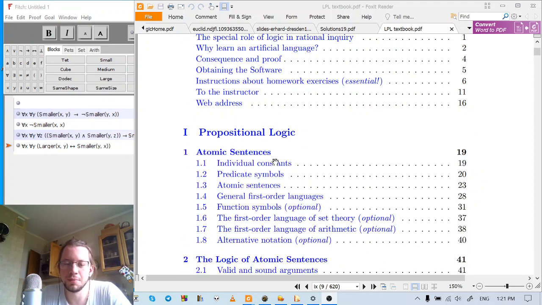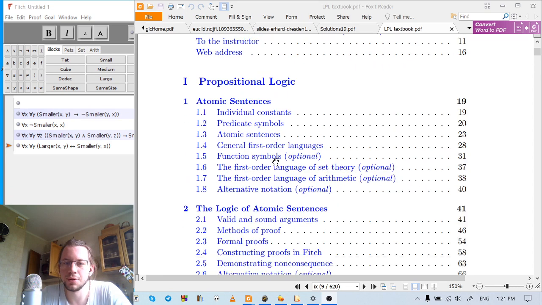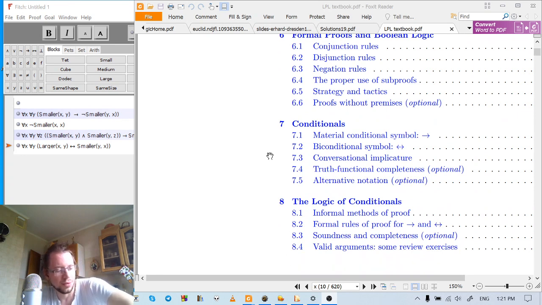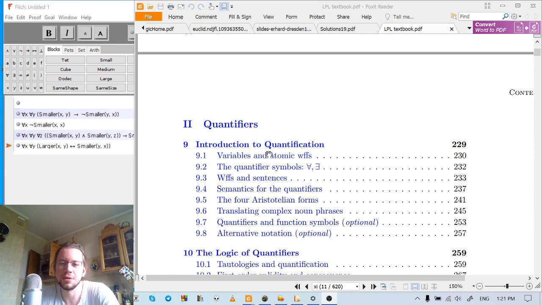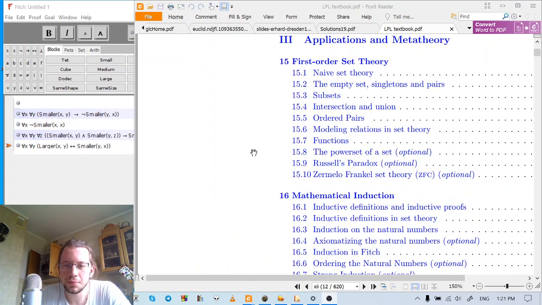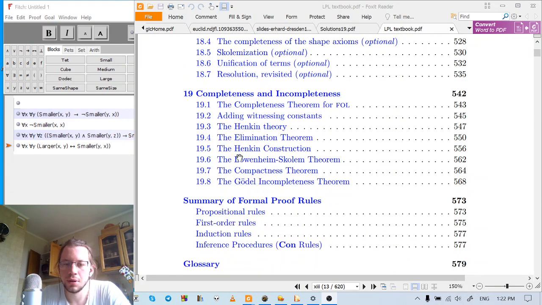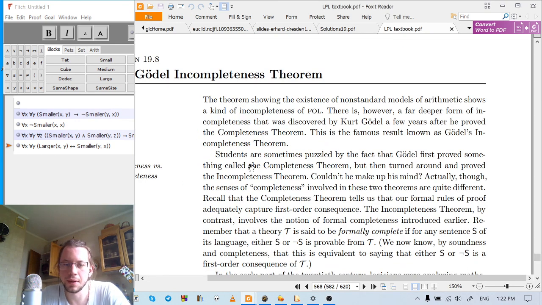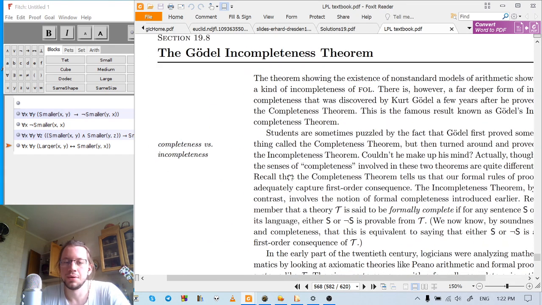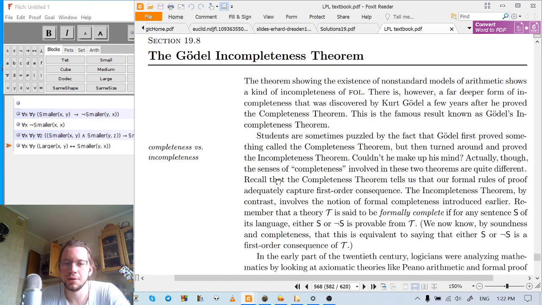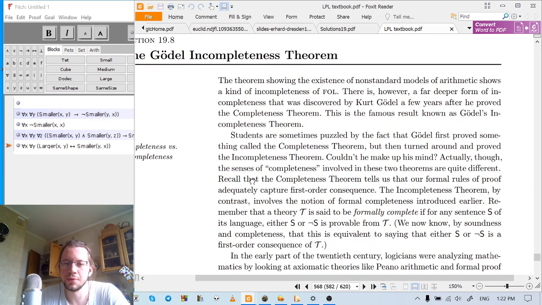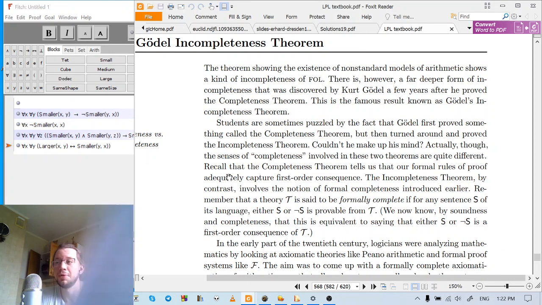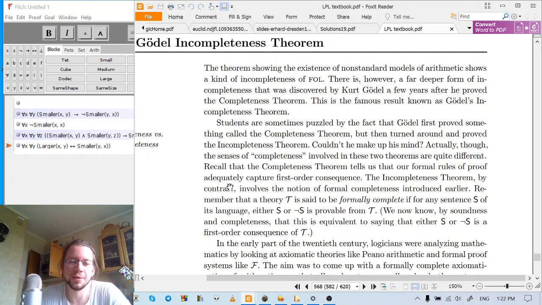I'll read you an excerpt from a book called Language, Proof and Logic. We're going to be reading about Gödel's incompleteness theorem, and it's the last subchapter of the book. So, completeness versus incompleteness. I'll probably be reading from paper because I have a printed version here.